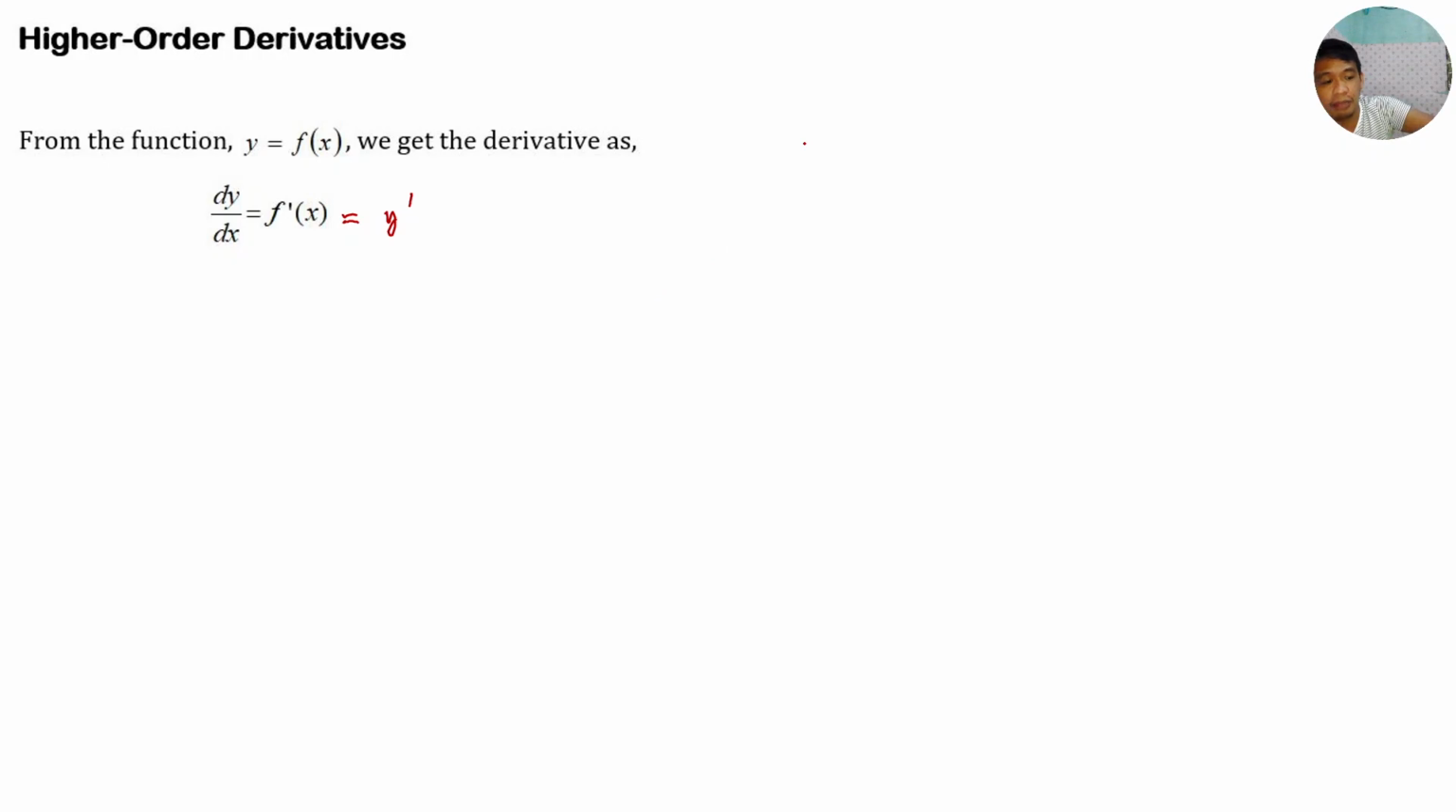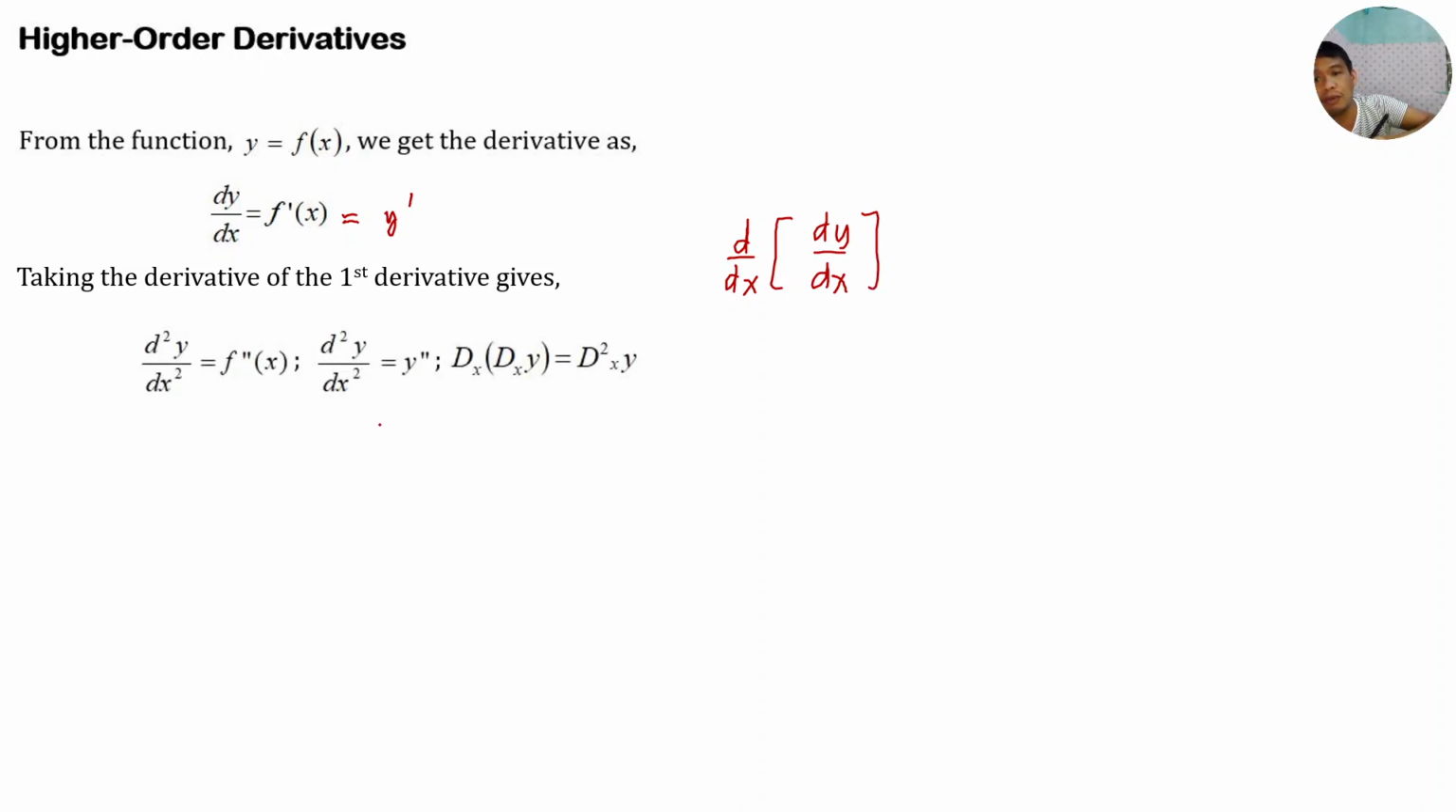So if we get the derivative of our first derivative, that is taking the derivative with respect to x of the first derivative of y with respect to x, we get the second derivative of y with respect to x. That is written as d squared y over dx squared, and read as second derivative of y with respect to x. So this time, instead of 1 prime, magiging na siyang double prime. So this y prime, magiging na siyang y double prime. And derivative with respect to x of the derivative of y with respect to x gives us second derivative of y with respect to x.